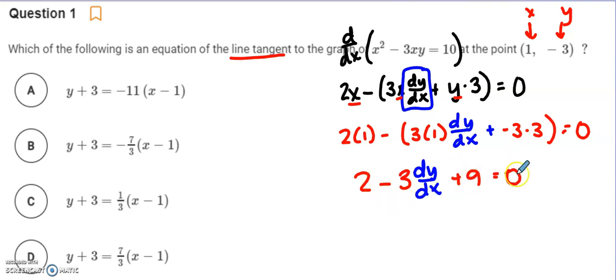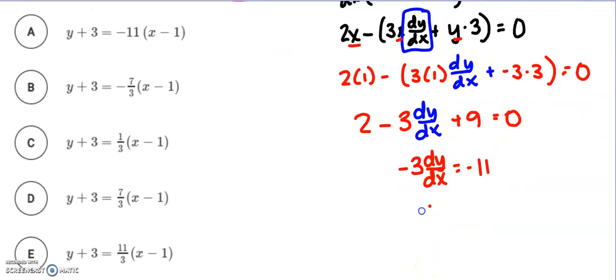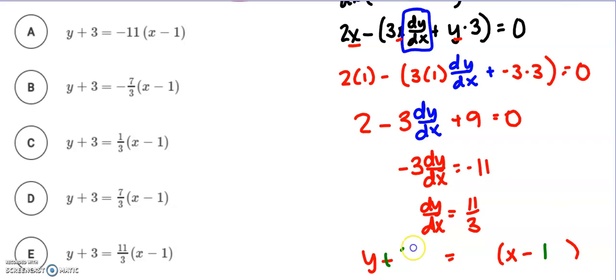So I'm going to subtract this 11 to the other side. So I get negative 3 dy/dx equals negative 11. So it looks like my dy/dx is equal to 11 thirds. Oh, good. It's down there. I was like, wait a second, I don't see my answer. dy/dx equals 11 thirds. So putting that together in the equation of a tangent line, we'd have y minus and x minus. And our point that we had was the point 1 comma negative 3, and the slope we just found was 11 thirds. So we're looking at answer choice E.